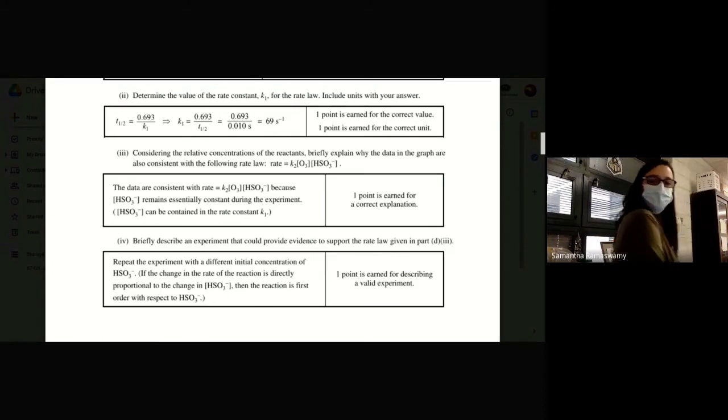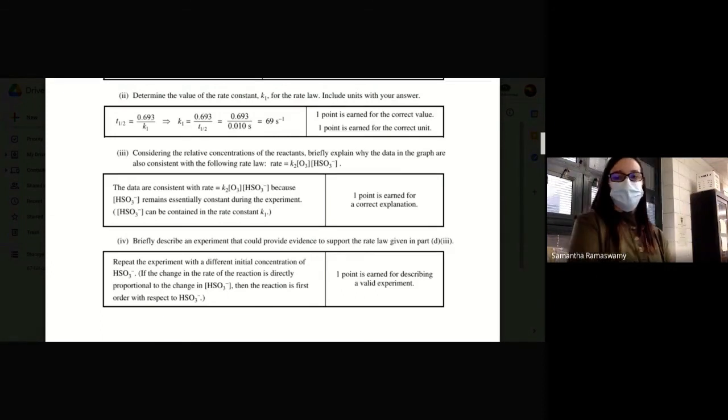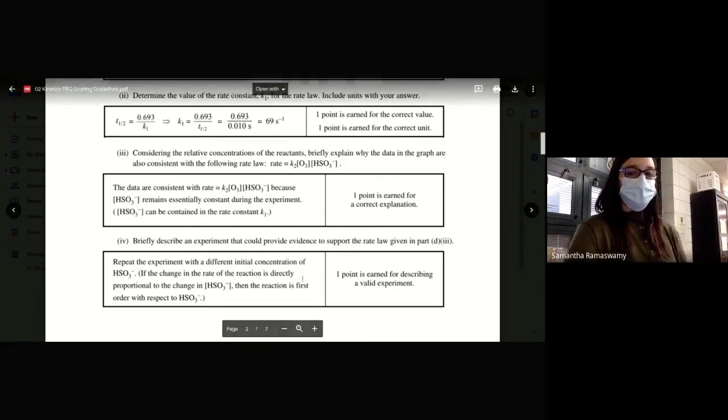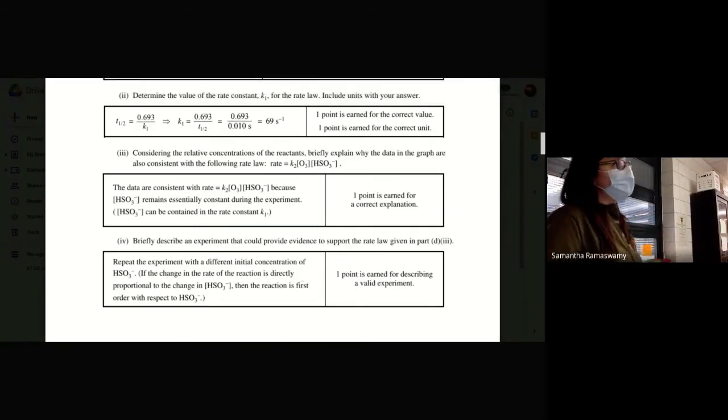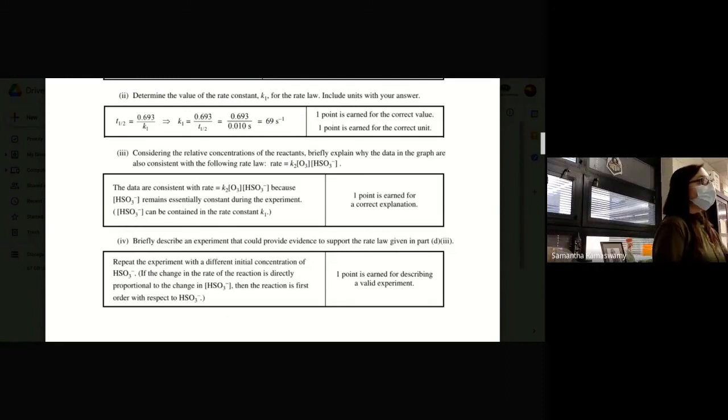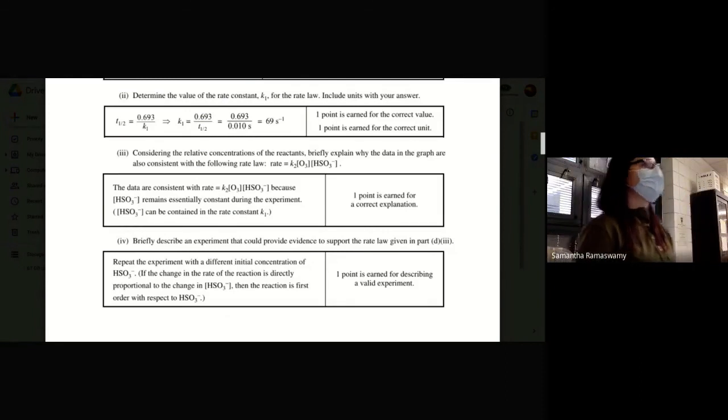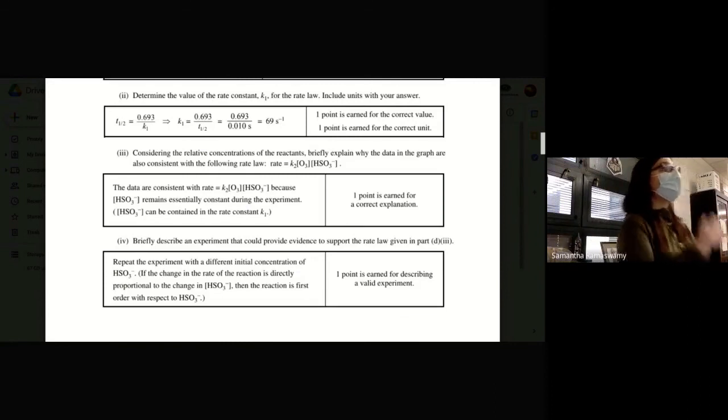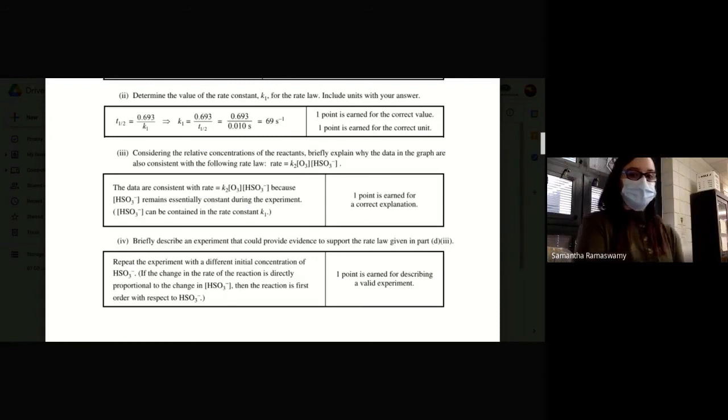And then part 4, briefly describe an experiment that could provide evidence to support the rate law given. So this is saying if this is the rate law, if both of them are first order, how could we verify that? So it's thinking about what we did in the do now. So we can repeat the experiment with different initial concentrations of HSO3 minus. So we can hold O3 constant and change HSO3 minus. We can look at how the rate changes when we change the concentration of HSO3 minus.